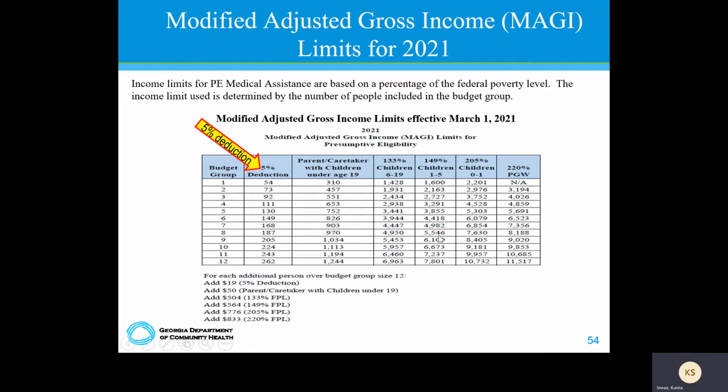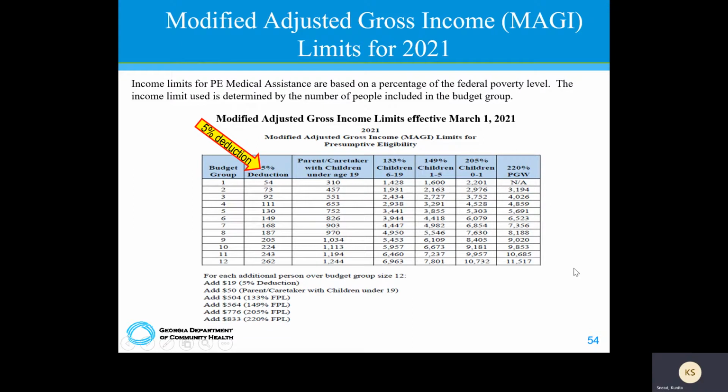And then for your children under 19, there are three columns that you will look at, because the income limit for children under 19 goes based off of their age. So if their age is 6 through 19, then you're going to look at this column right here, the 133%. If they're ages 1 through 5, you're going to look at this column right here, which is 149%. And if they're 0 through 1, meaning they're newborn, you're going to look at this column right here, which is 205%. So based off of their age, that is the particular column that you're going to look at. And then your last column is your pregnant women.